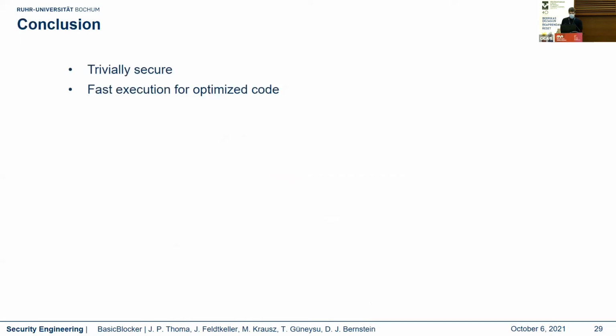So to conclude, Basic Blocker would allow a trivially secure CPU against control flow speculation-based attacks, because we don't have any control flow speculation, and we allow fast execution for optimized code, which is code which has large basic blocks.